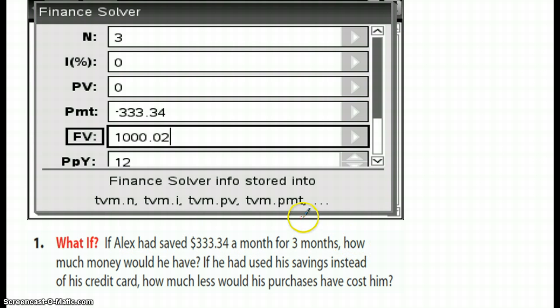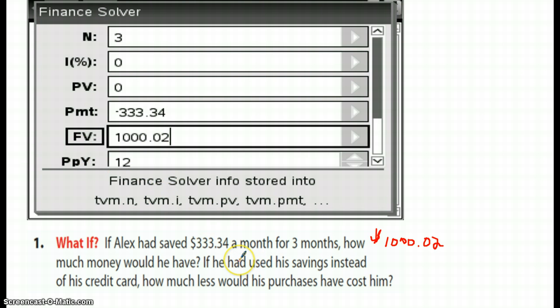So this would be the answer to the first question. How much money will he have? Well, the first question says how much will he have? He would have $1,000.02. Okay, that's how much he'd have.